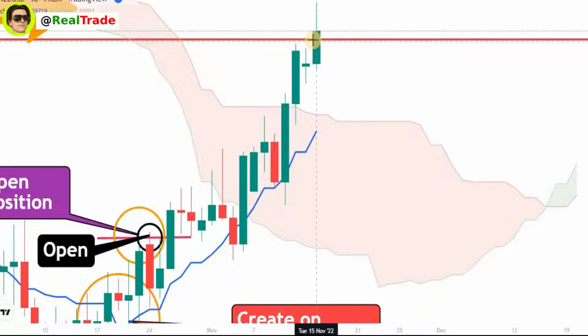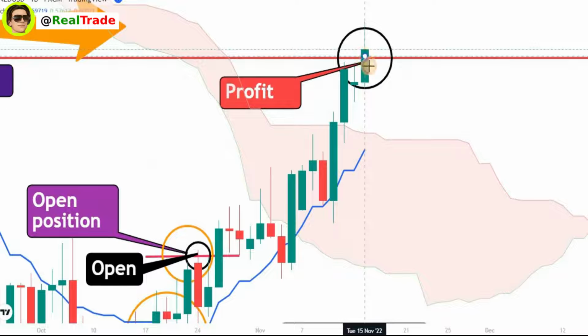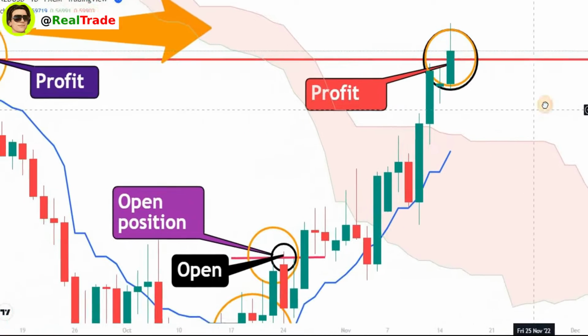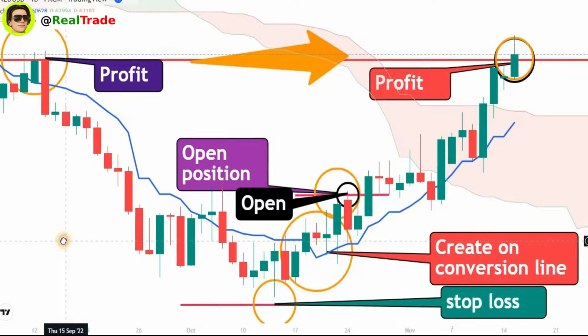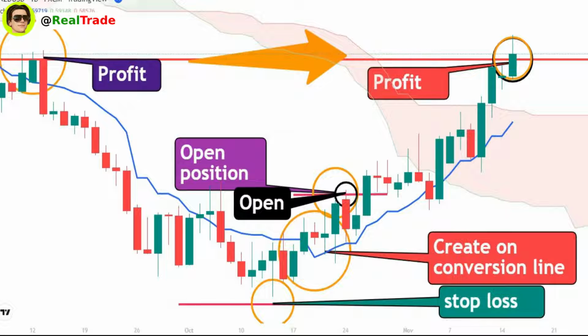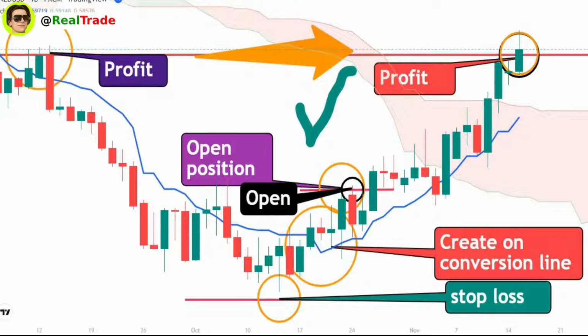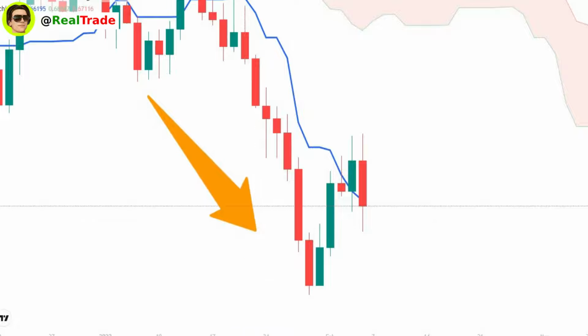This candle, profit. Okay, take a profit. Great position. Great position. Look at the chart. It's great. Thank you. Continue. Next pattern.